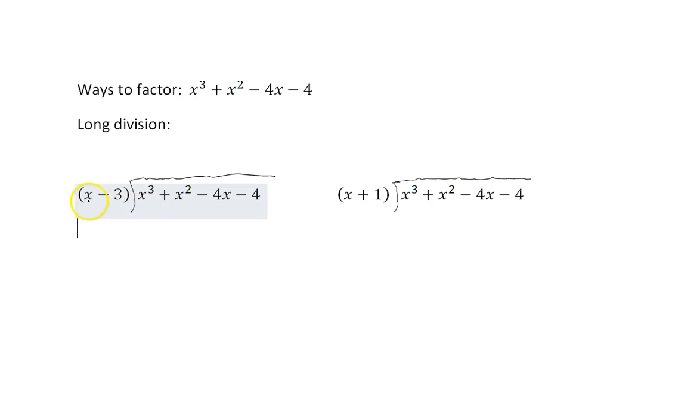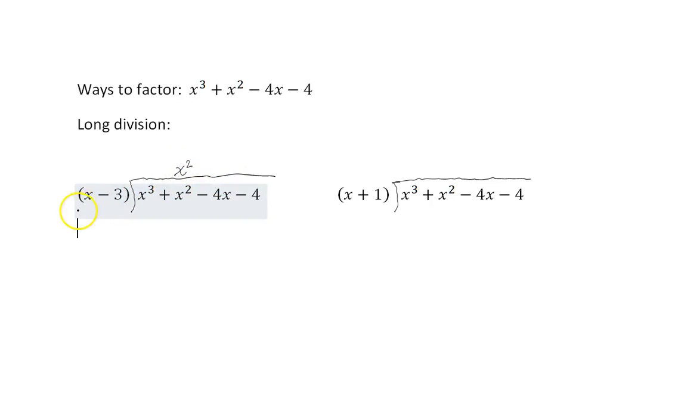Alright, so starting here, I have my x minus 3, and I'm going to be dividing that into my x cubed plus x squared minus 4x minus 4. The way I'm going to do this is I start with my leading value in my divisor, and I line that up so that whatever I multiply it by, I get my leading term in the dividend. Here I have an x cubed and I have an x, so I need to multiply by an x squared.